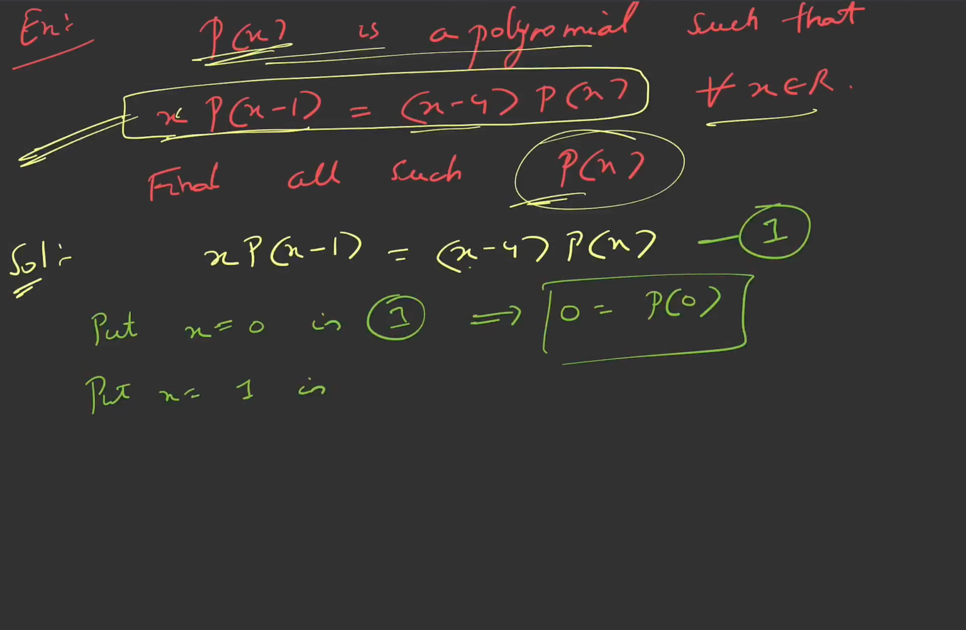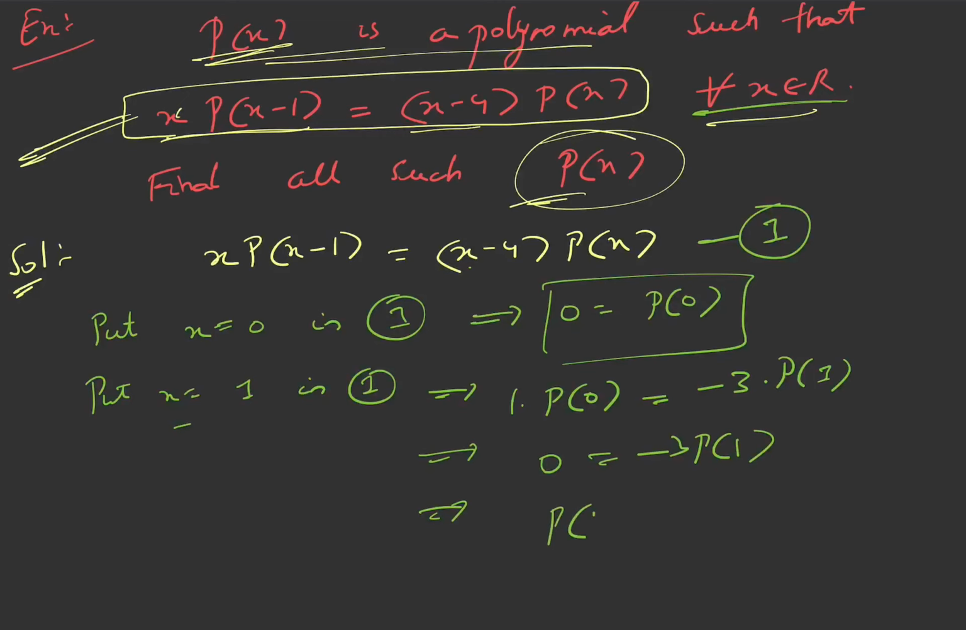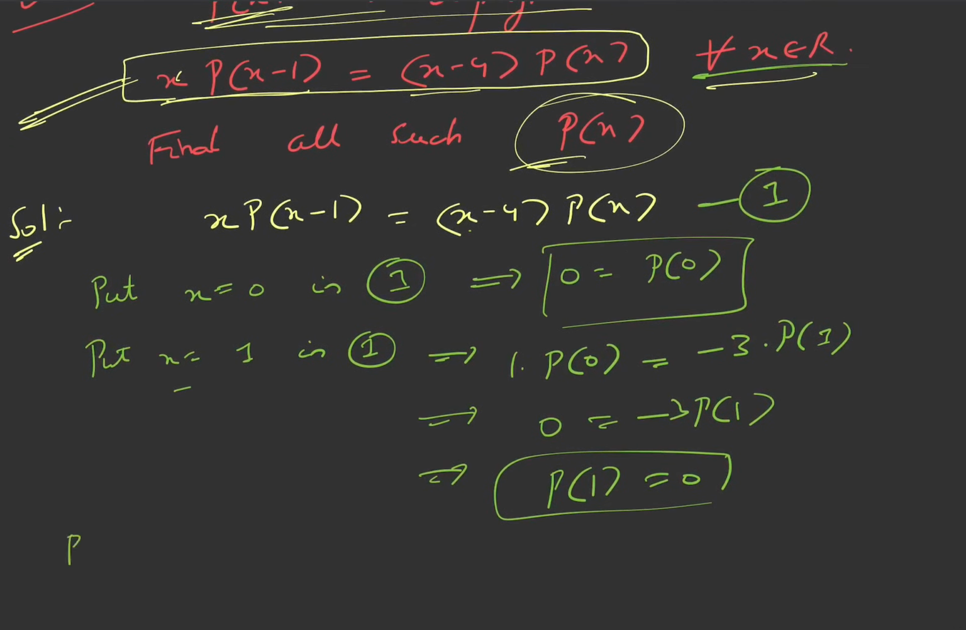Next, put x is equal to 1 in equation 1. So left hand side will be 1 into p of 0 is equal to 1 minus 4, minus 3, into p of 1, right? We have put x is equal to 1. I mean, you can put any value of x because this is true for every value of x. So you can put any value of x, this will be true. So I can say that p of 0 is 0 is minus 3 into p of 1. So this means that p of 1 is also 0.